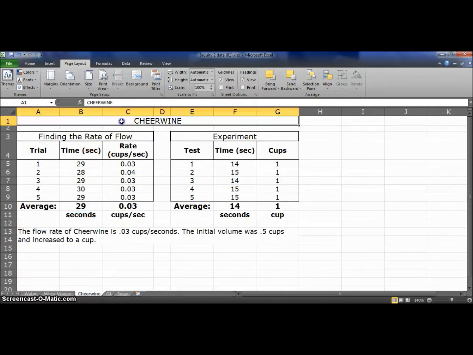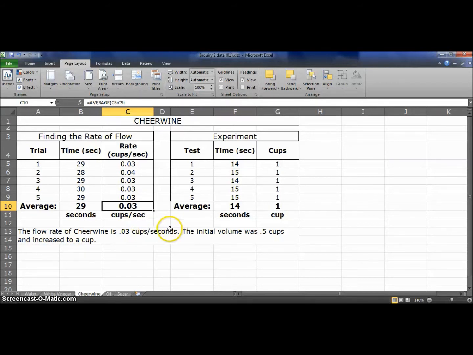This is our tab for cheerwine, which is a kind of soda. For cheerwine, the average rate of flow was about 0.03 cups per second, which is a little bit different than the white vinegar and the water. But again, we followed the same process. And same as the white vinegar, we didn't have enough cheerwine kind of to go around, so we started at half a cup and increased it to 1 cup.